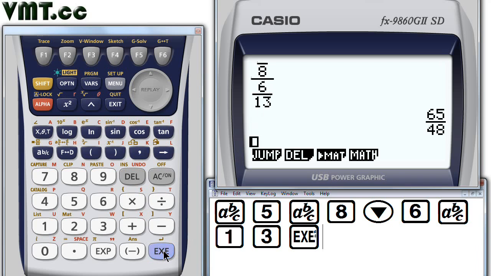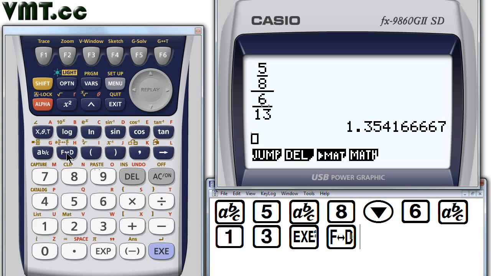And execute. Let's convert this to a decimal by pressing the fraction decimal conversion key. And finally, we can convert this into a mixed number by pressing Shift and then the fraction decimal conversion key.